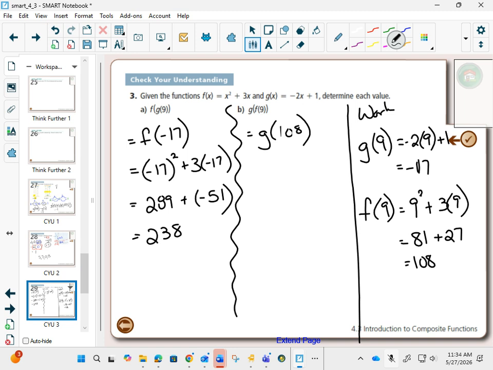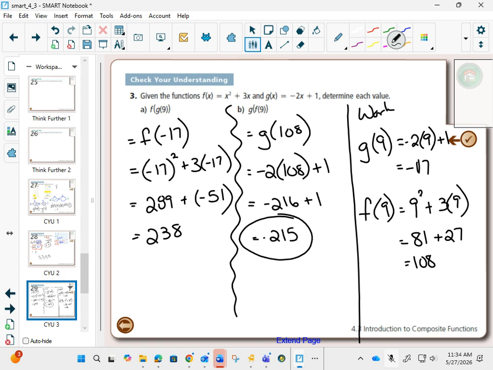And then what does g do? Whatever you have gets plugged in: negative 2 times 108, plus 1. Negative 216 plus 1. Negative 215 in the end.